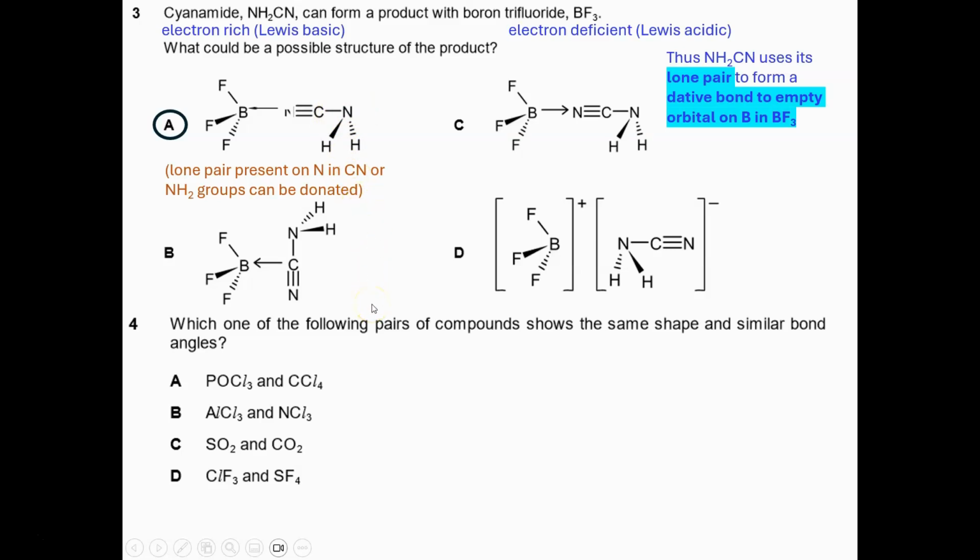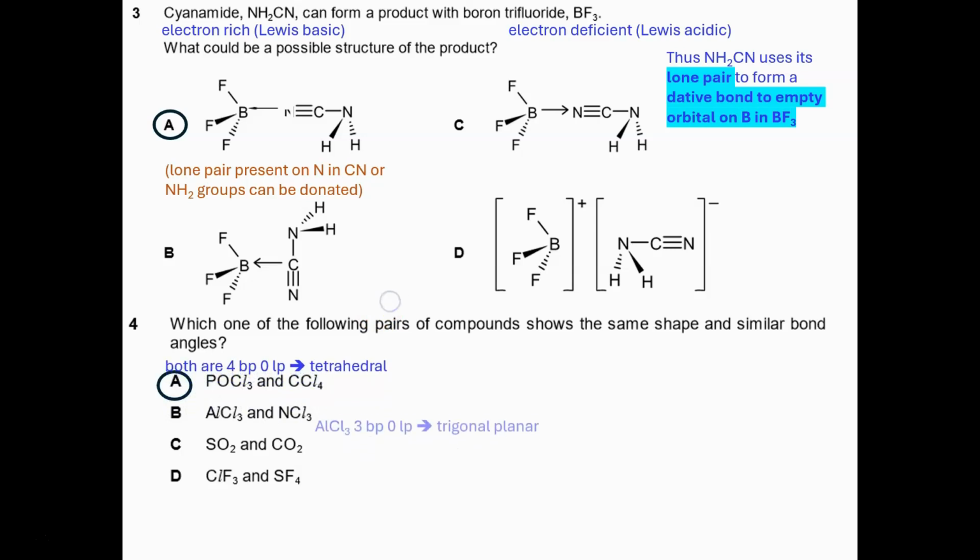Question 4, we are looking for compounds with the same shape and similar bond angles. So it's a straightforward question. It's just testing you on your application of VSEPR. So answer here is A, both compounds are tetrahedral.